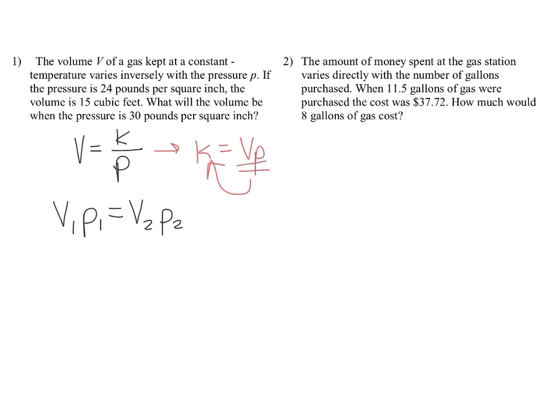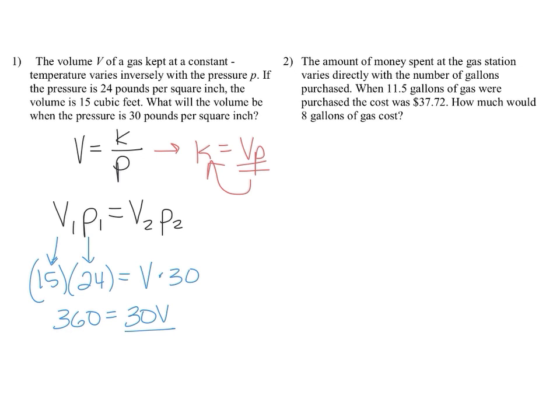If the pressure is 24 pounds per square inch, so P1 is 24, when the volume is 15 cubic feet, and that's the volume, so 15 cubic feet. What will the volume be, so we don't know V, when the pressure is 30 pounds per square inch? So what we have is an equation where I have 15 times 24 on the left-hand side, which is 360, and that equals 30 times V, or 30V. We're going to divide to solve. And when you divide, you get 12. So the volume of that gas at that point will be 12 cubic feet.